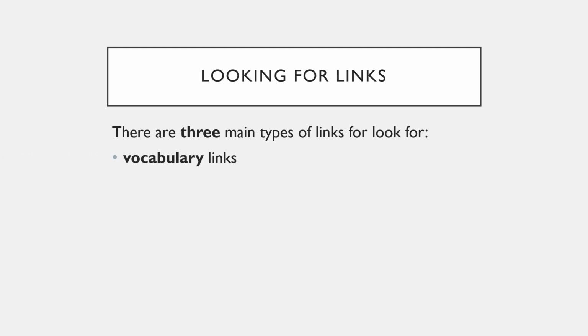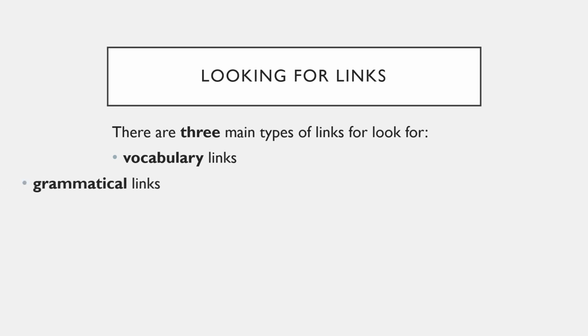The first kind of link is when ideas are linked through vocabulary. This happens when an idea is introduced in one paragraph and then developed in the next one. You probably won't find the same word repeated. That would be too easy. But you should look for synonyms or words from the same word family.